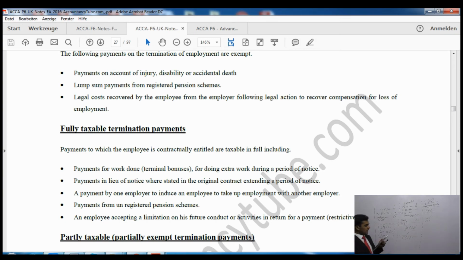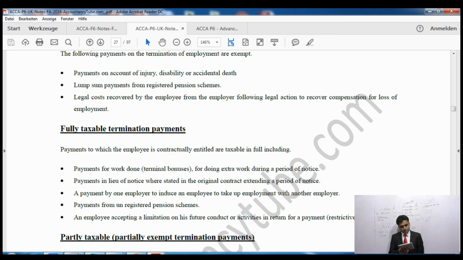A payment by one employer to induce an employee to take up employment with another employer. Say if my boss asks me, alright Faz, could you please go to another college as well and deliver a lecture there? If they give me payment on that, that will be taxable.